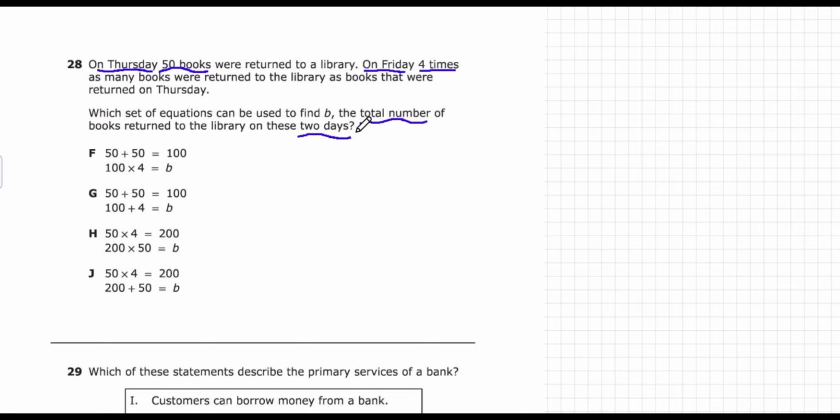Let's find how many books were returned to the library on Friday. It's 50 books times 4 equals 200 books. On Thursday, 50 books were returned to the library. The total number of books returned to the library on these 2 days equals the sum, 250. Hence, J is the correct answer.